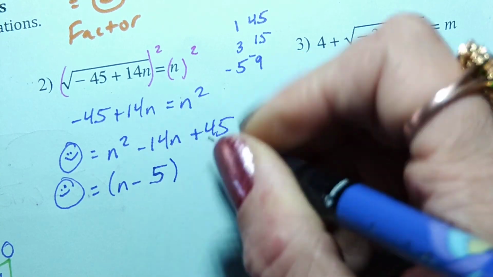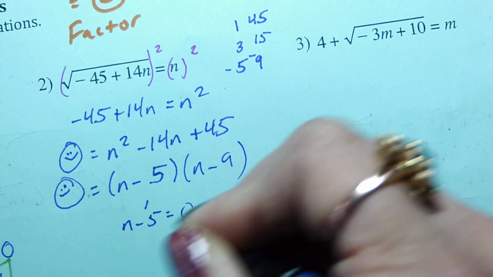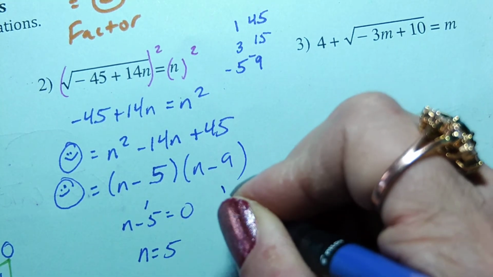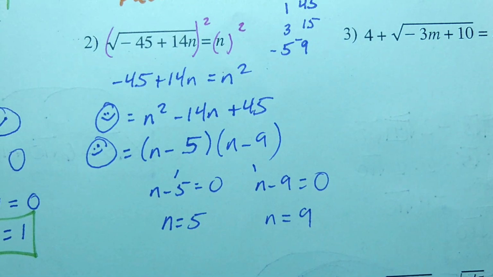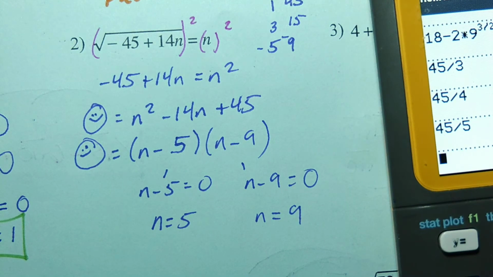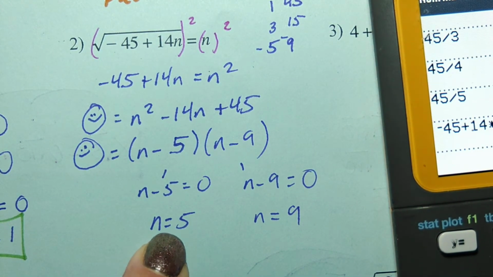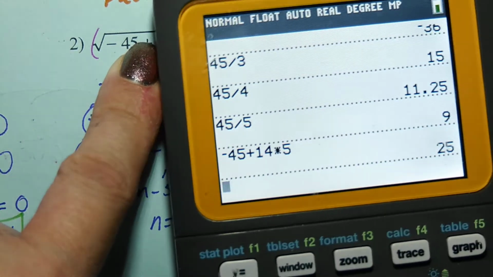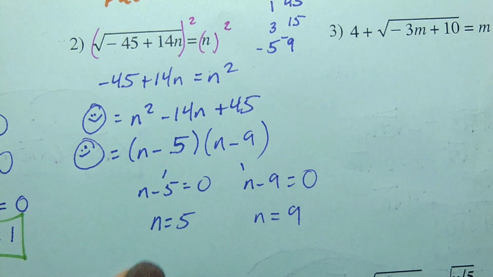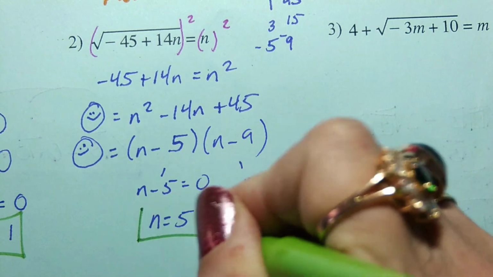N minus 5 and n minus 9. So if n minus 5 equals 0, n is positive 5. And if n minus 9 equals 0, then n is positive 9. So negative 45 plus 14 times 5, plugging back into check, we get 25. Square root of 25 is 5. So 5 equals the n value I'm plugging in, or 5. So that works when we plug it back in.